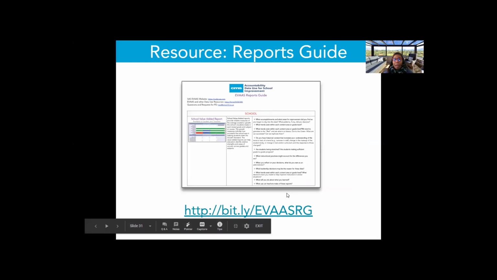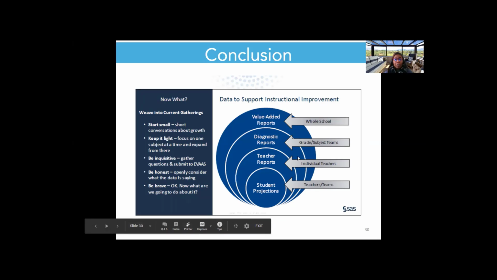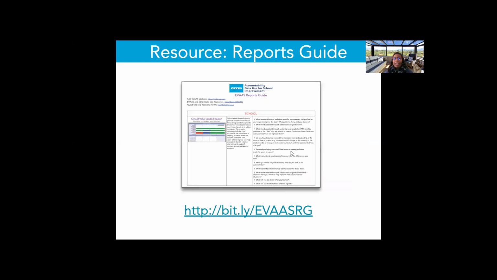There is a report guide. So just in case you've gone through any other EVAAS training with us and oh gosh, what were those reports again? There is a report guide that can just jog your memory, and it has the picture of the report, explanation of the report, and then some guiding questions to help dig into the report data. And that is also in your folder, as well as the link here.